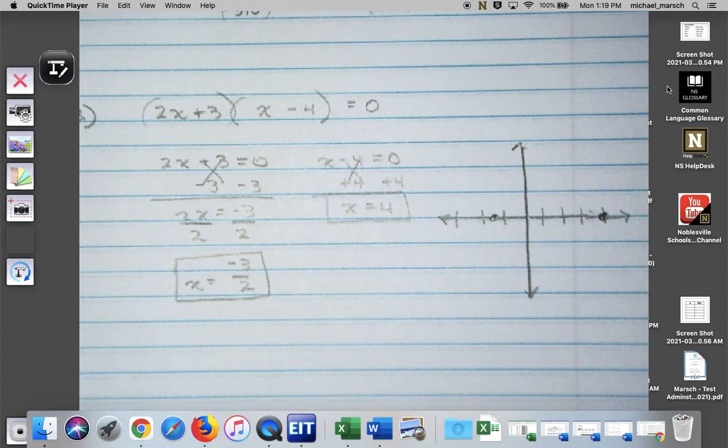How are we feeling about zeros and roots? Roots and zeros. Not terrible, right? It could be a lot worse. Okay, we're going to up our game a little bit.